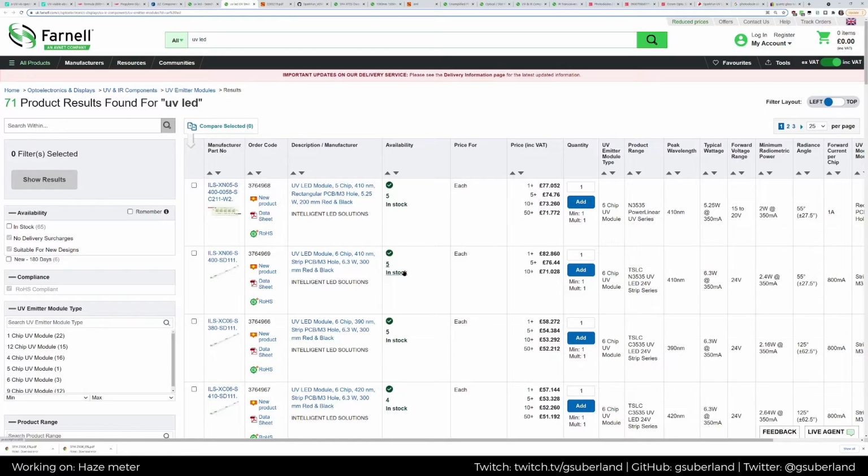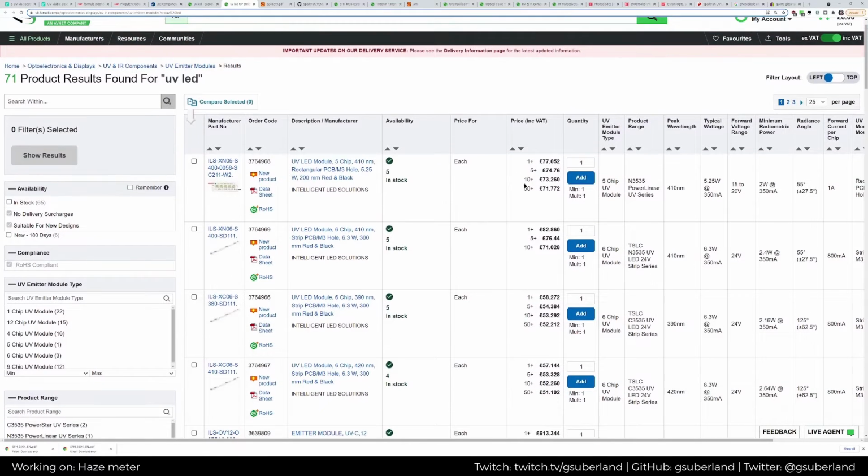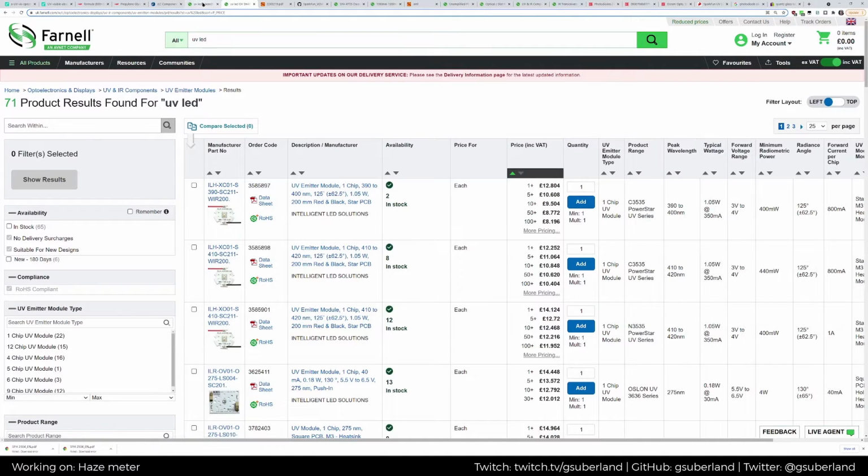But yeah, the output of that is quite wide. I think it's about 80 degrees or something. But it can be a single wavelength, which is really useful. Saw someone the other day while I was looking for something else. I just realised I'm looking in the emitter modules, which makes them a little more expensive. Yeah, like 12 quid for an LED.